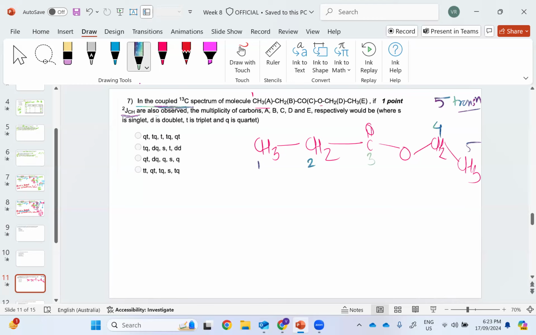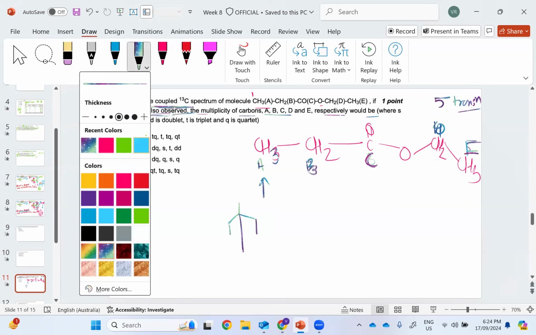2J CH is also observed, that is, J3 coupling we can also say is observed here, or J2 coupling is also observed here. Then the multiplicity of the carbons A, B, C, D respectively will be. So let's take this as A, this is D and this is E. As I have mentioned earlier, let's take this CH3. This CH3 has three adjacent hydrogen atoms, right? So it will show a triplet in this manner, because of these three hydrogens.